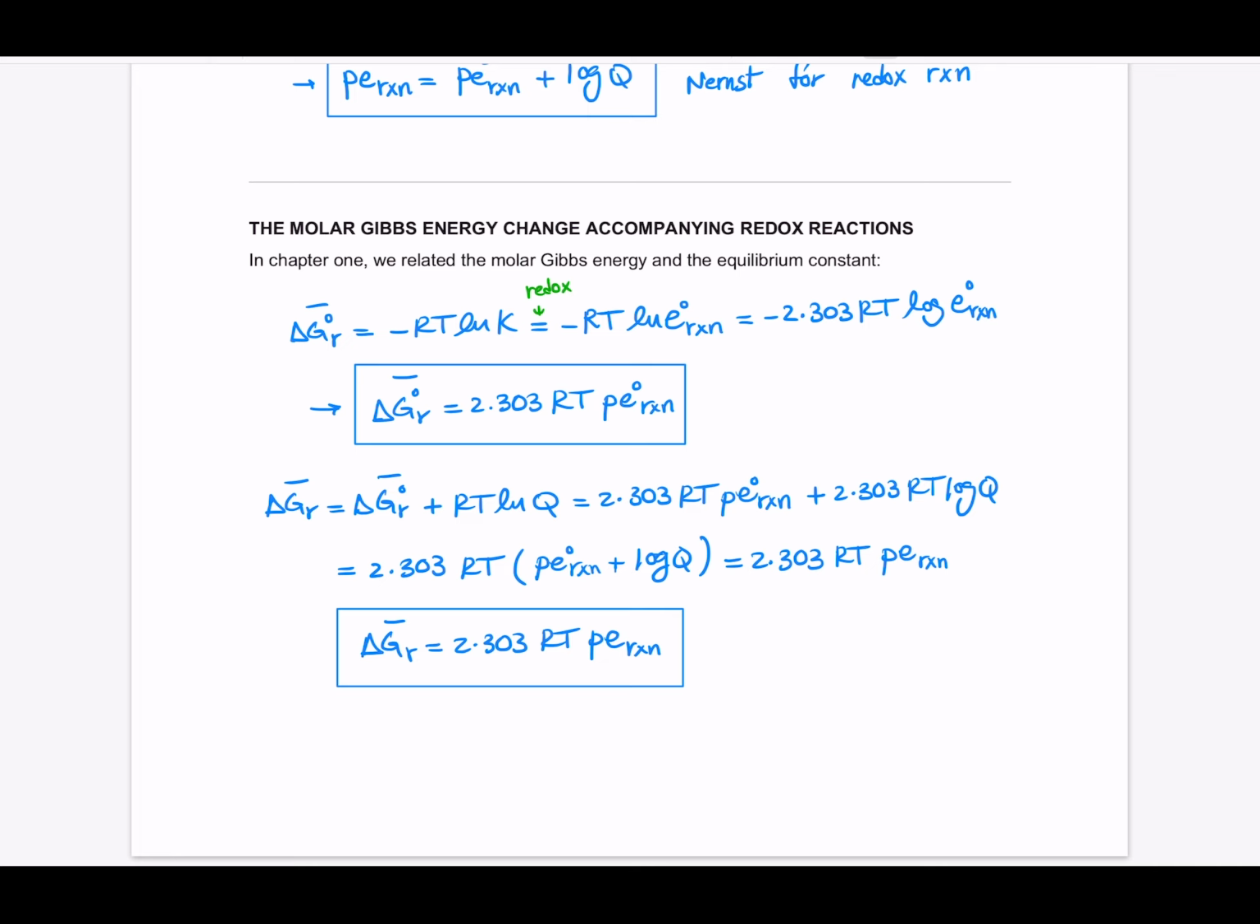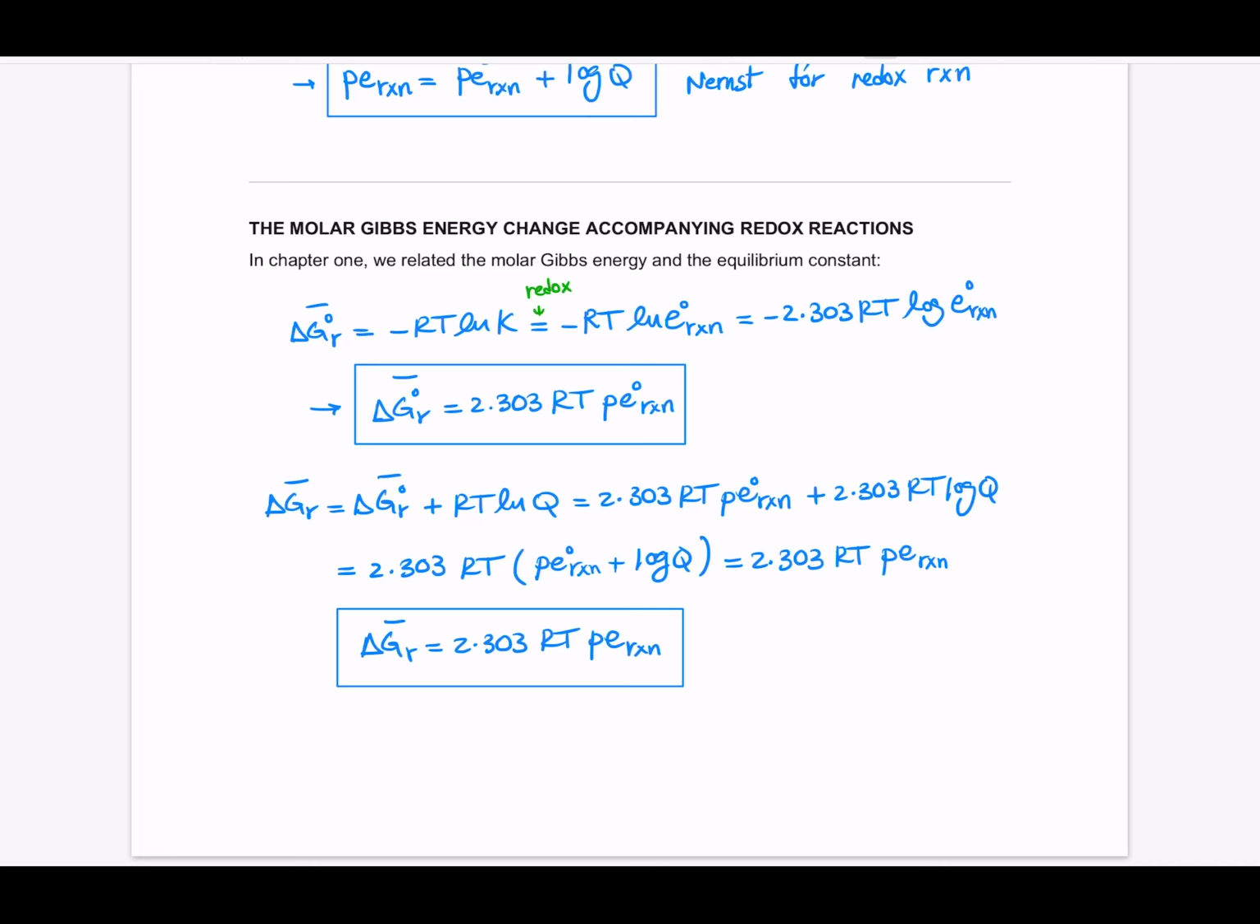So now we have sort of a triangle. Before we had delta G, or we could connect it to K, and now we have also delta GR connected to K, also connected to E. And then we know how to go back and forth between these factors. Delta G and E would be this formula. Delta G and K, delta G0 would be this one. And then we can basically go between these two, which would be in this case the same.